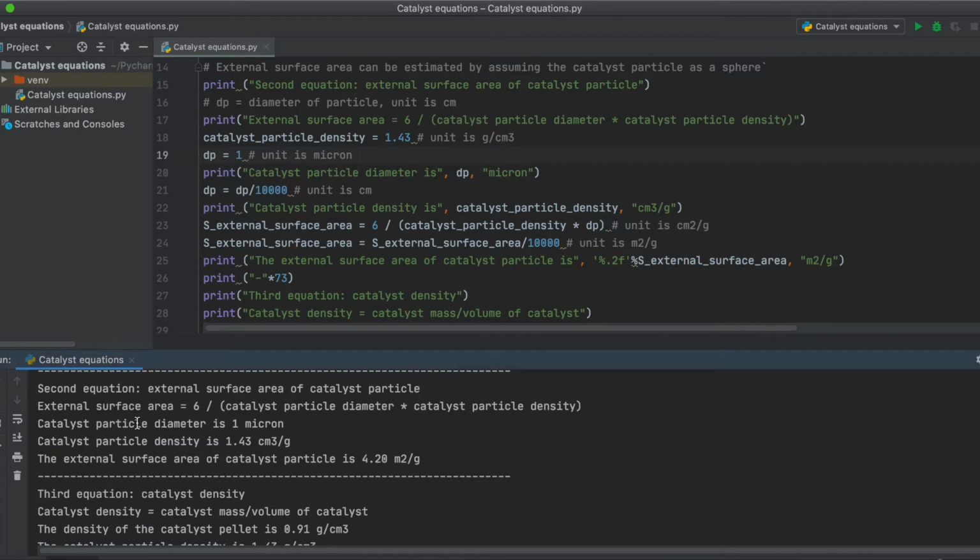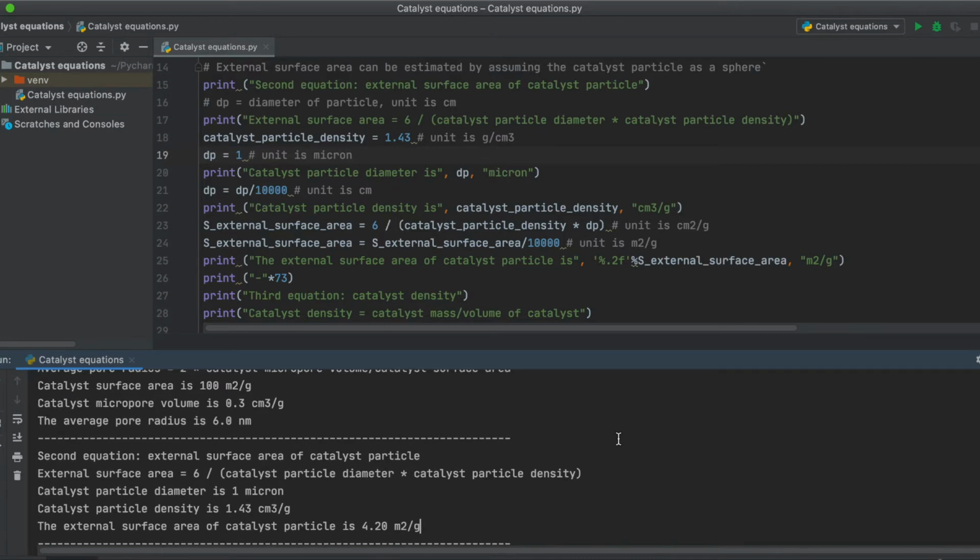Again, the result is shown here at the bottom. The external surface area equals 6 divided by catalyst particle diameter multiplied by catalyst particle density. In this case, the diameter is 1 micron and the catalyst density is 1.43 gram per cubic centimeter. So using these two parameters, the calculated external surface area is around 4.2 square meter per gram.